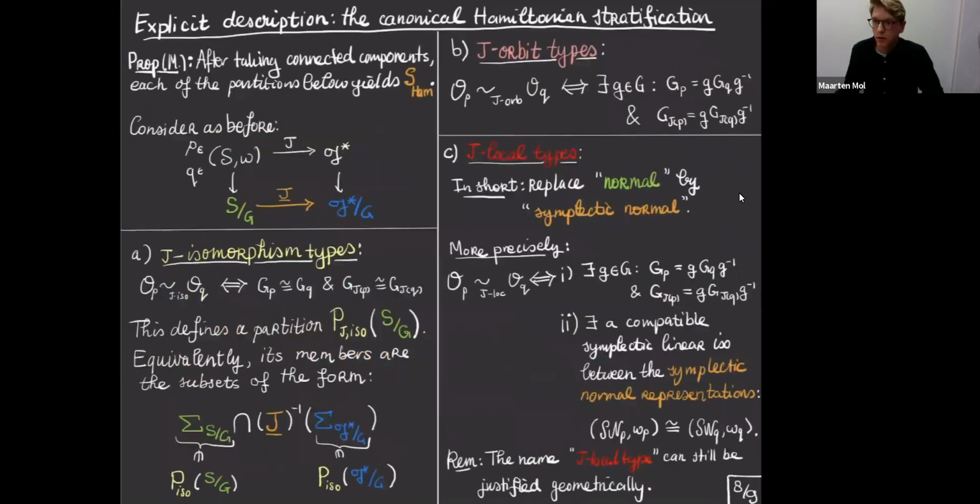So as for the stratification associated to a G action, we can give a similar explicit description of the canonical Hamiltonian stratification. This is in fact how one constructs it.